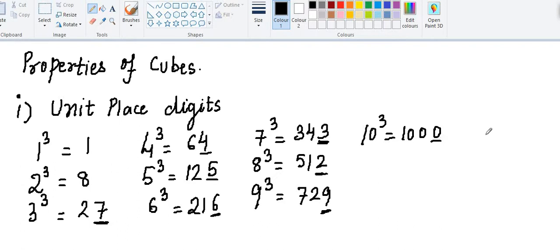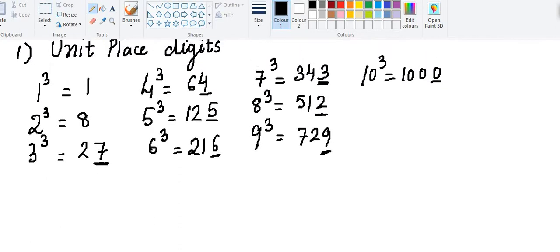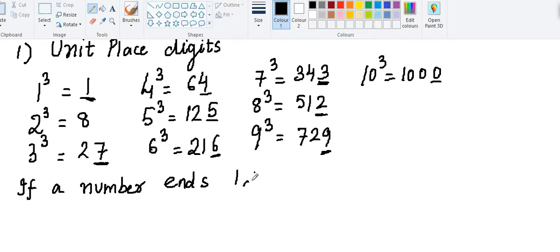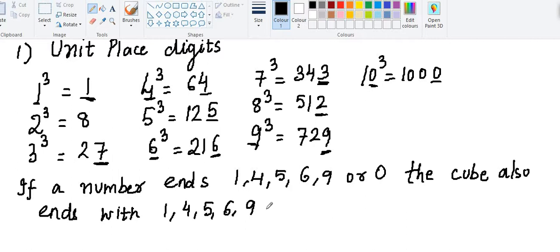So that means, after looking at these cubes, we can say if a number ends with 1, 4, 5, 6, 9 or 0, the cube also ends with the same digit: 1, 4, 5, 6, 9 and 0.